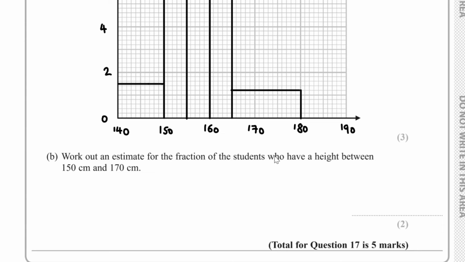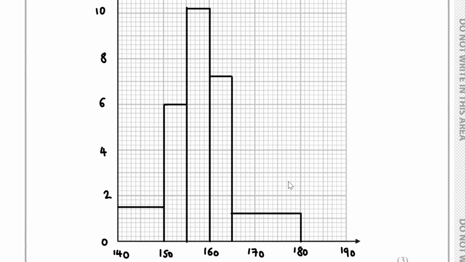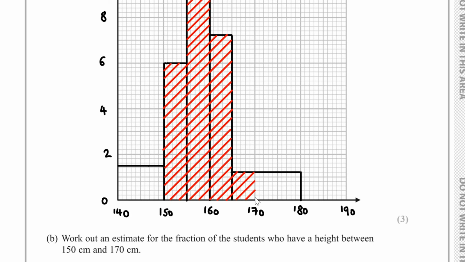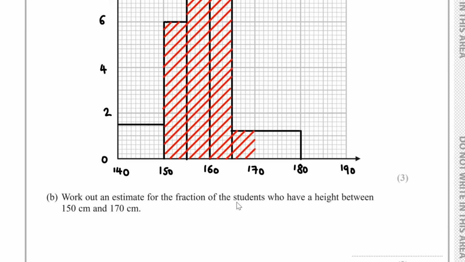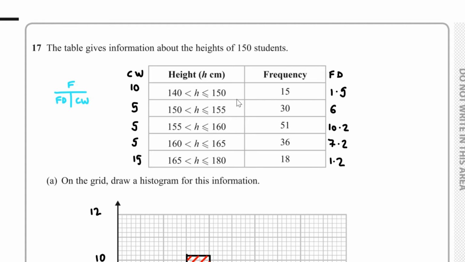And now for part B, we have to work out an estimate for the fraction of the students who have a height between 150 centimeters and 170 centimeters. So in terms of what we're looking for, we want all of this over here, that's shown in red. So well, here we've got, for this first part, between 150 and 155 we've got 30.